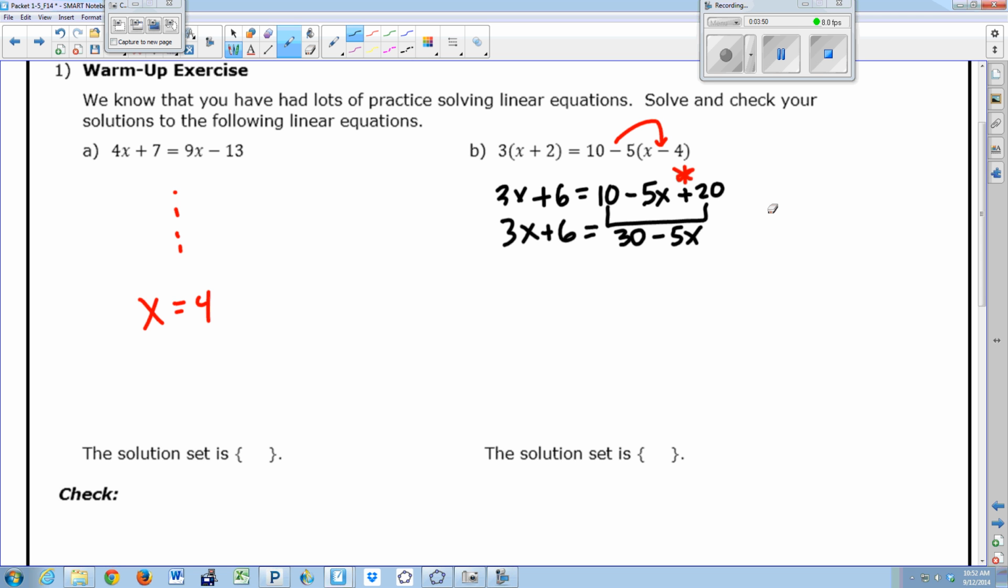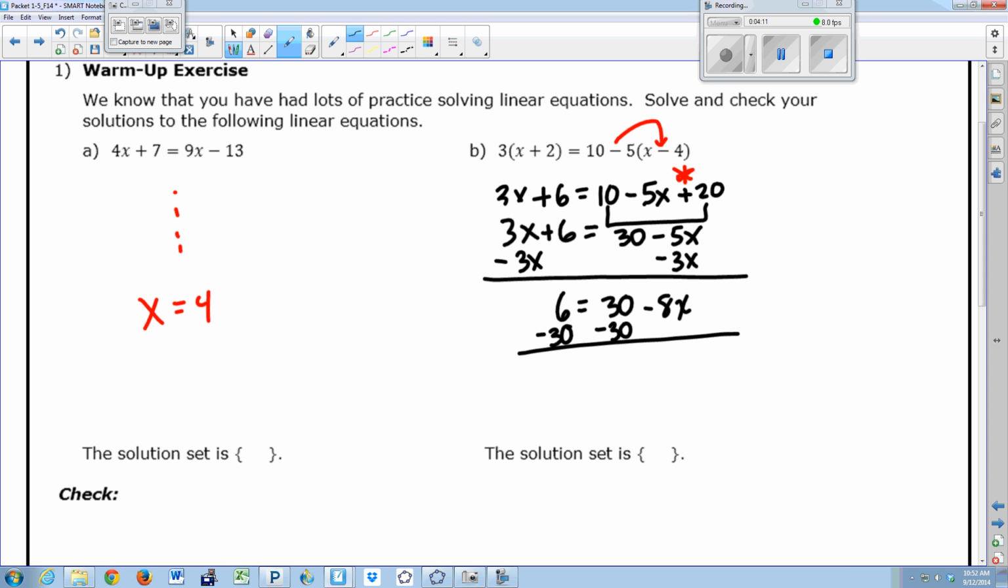Nobody else from here wants to? Yeah, go ahead. You subtracted 3x from both sides, okay? And what did that leave you with? Okay, someone else want to help me from here? Then you subtract 30 from both sides, okay. And what's that leave you with, Drew? Okay, thanks. And anybody want to finish this off? Last step. Divide both sides by -8, and we get x equals 3.